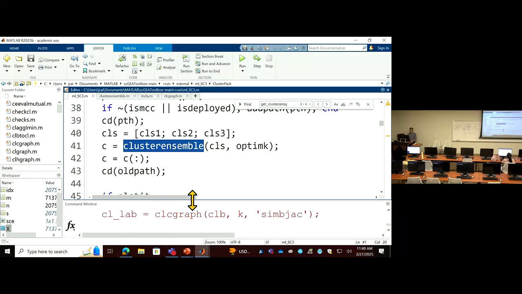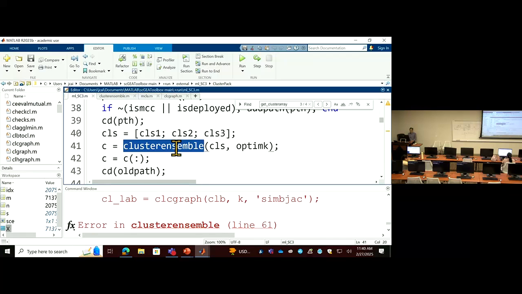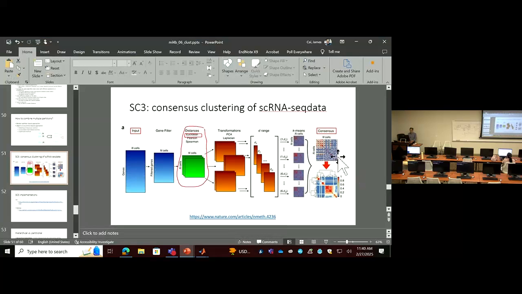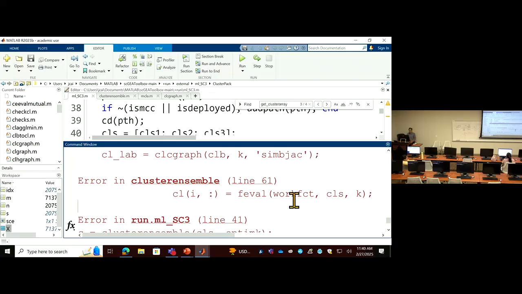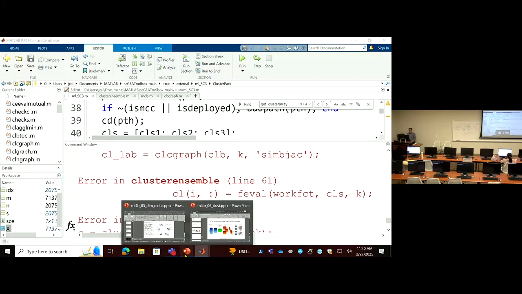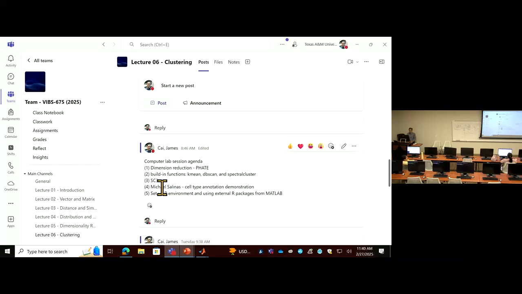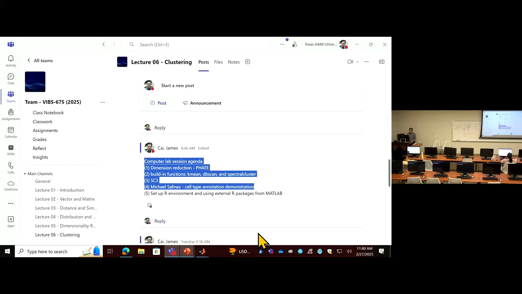So that's where the bug comes from. The last step, we have a problem to get this. But that's the very last step. I'll let you know once I fix this bug, and we can try this next week. Okay? So that's our SCE, up to here.